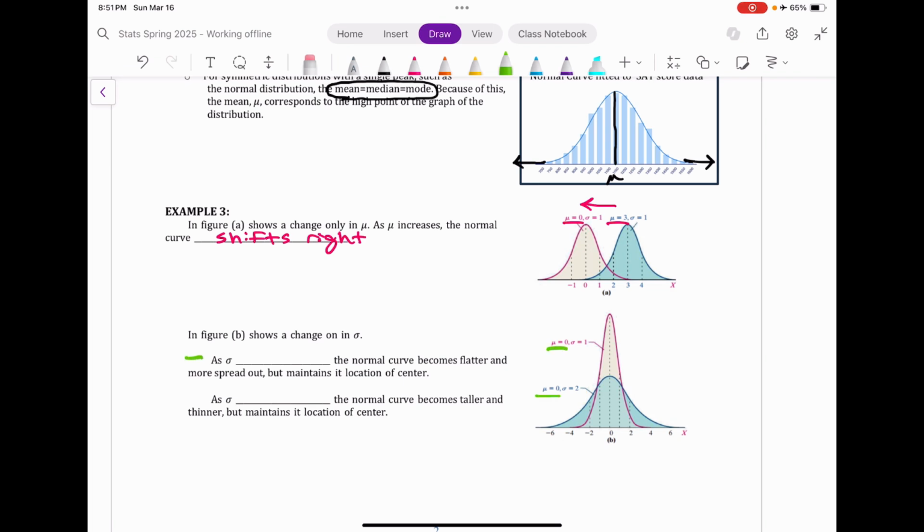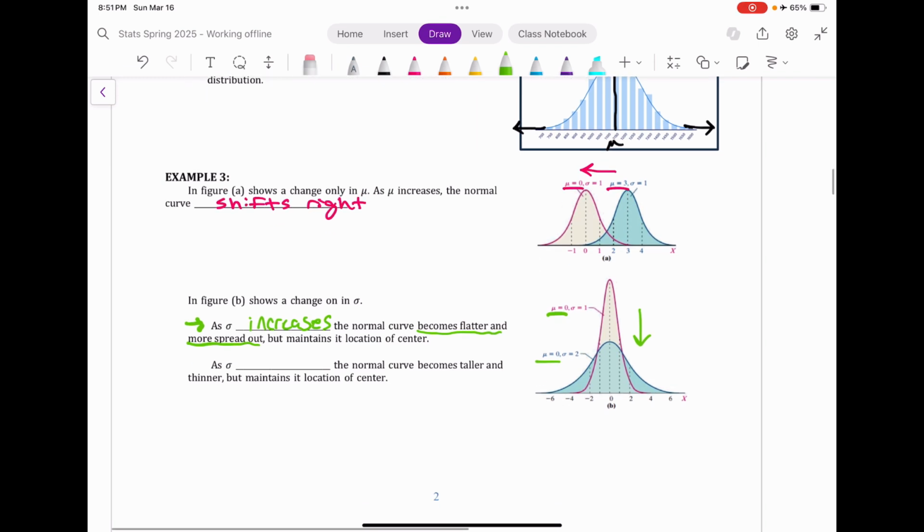So on this first one right here, as sigma, the standard deviation, blank, the normal curve becomes flatter and more spread out. So here, we're looking to put increases. So as the standard deviation increases, for that red graph to the blue graph, we can see it becomes more flat, which is to be anticipated because we know sigma, the standard deviation, is a measure of the spread of the data. So as you increase the spread, the graph should become flatter.